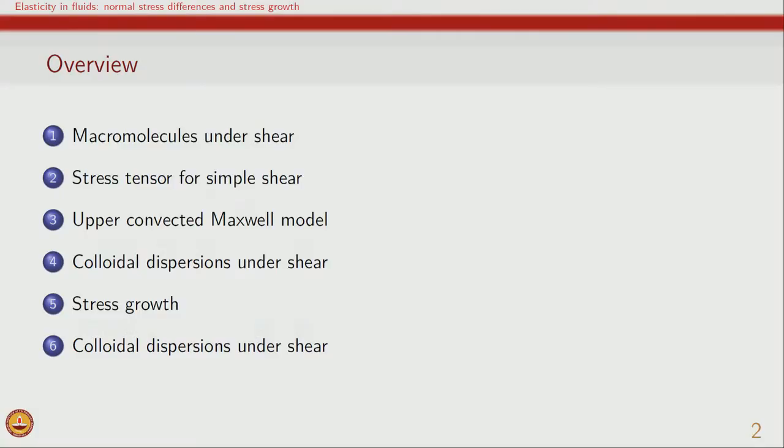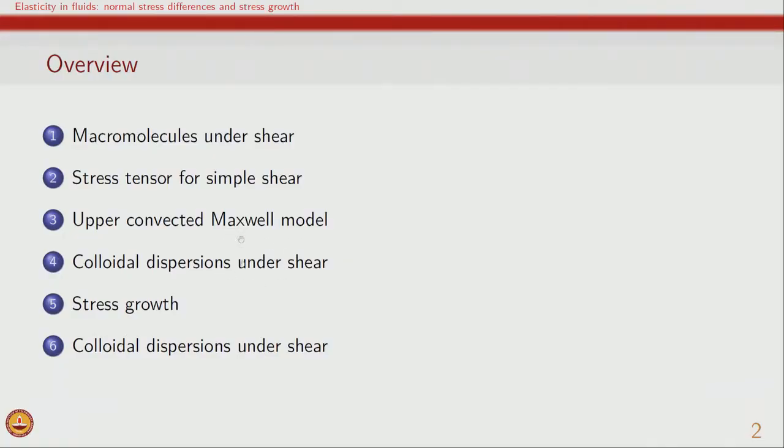So, what we saw last time was an example from macromolecules under shear, and we motivated the presence of normal stresses in macromolecules under shear, and then we looked at a simple model which could predict the normal stress difference, which is non-zero, because all the linear viscoelastic models as well as all the viscous models, whether linear or nonlinear, would predict the normal stress differences to be 0. And then we motivated the stress growth response through a colloidal dispersion under shear.